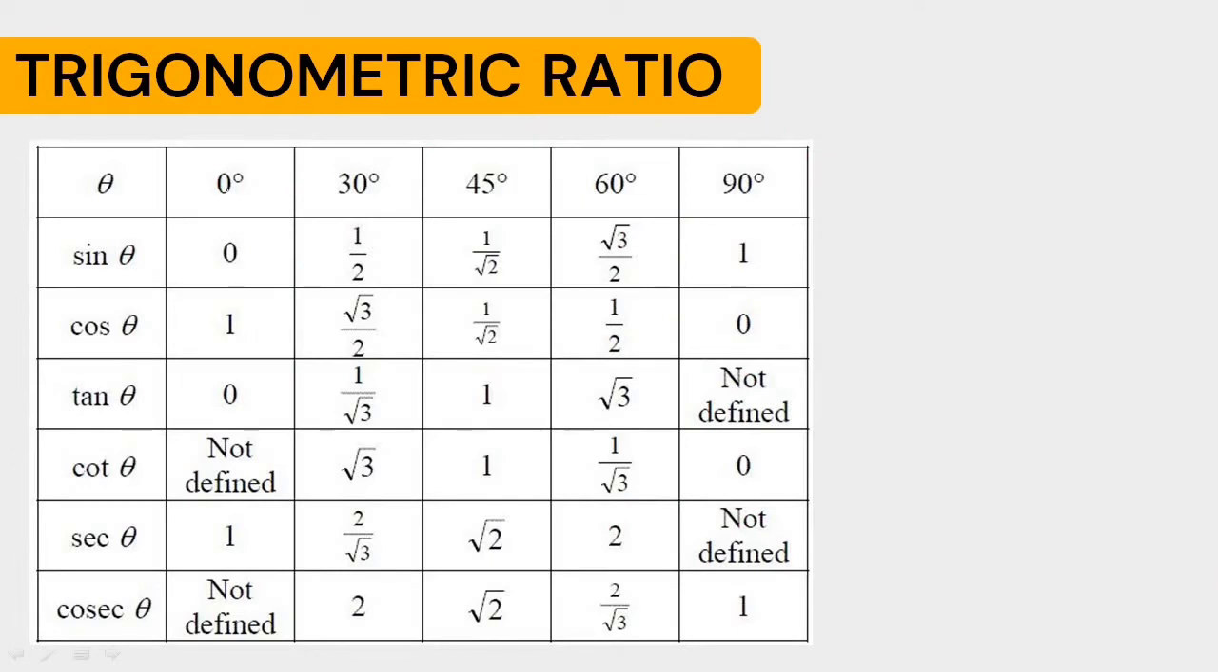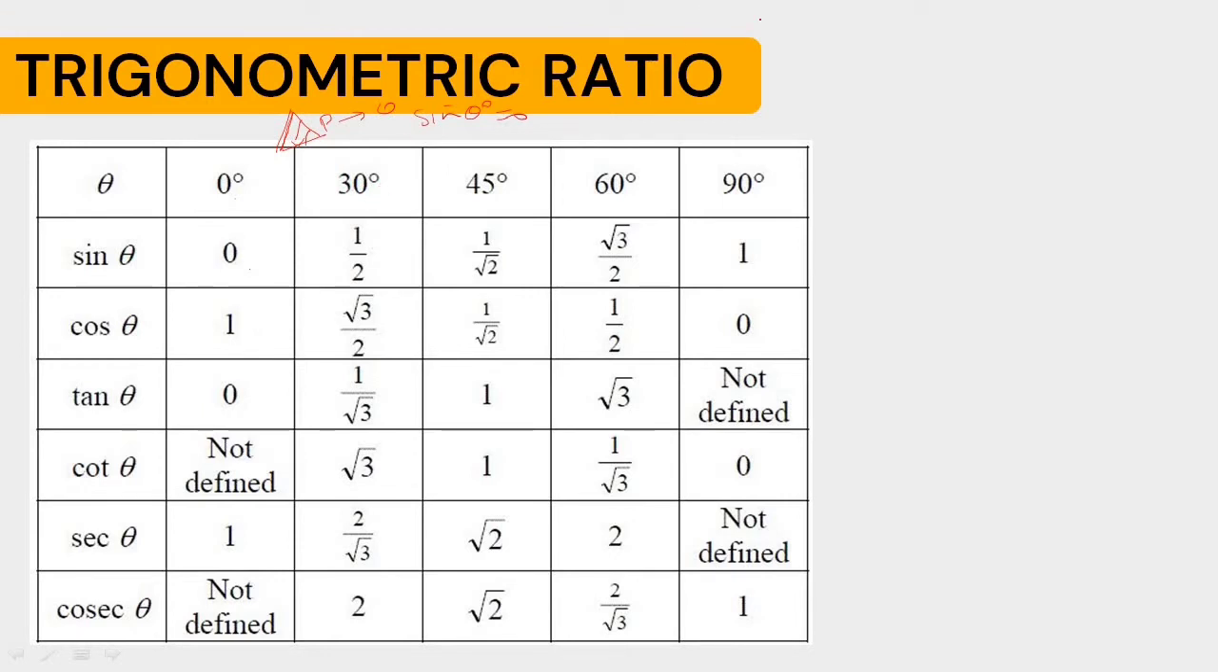See, the value of sine 0 is 0, because in a triangle, if one angle is 0, it means the triangle cannot be formed, because the value of the perpendicular is 0. Suppose this angle is approaching here, this side is approaching here, then this will also diminish. The perpendicular will tend to 0, which means sine theta or sine 0 degree will be 0. Okay, in this way we are just making this table.